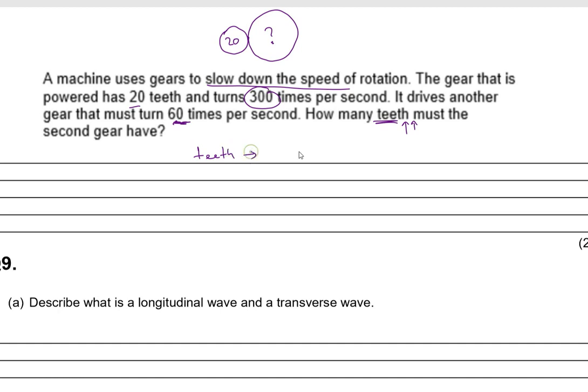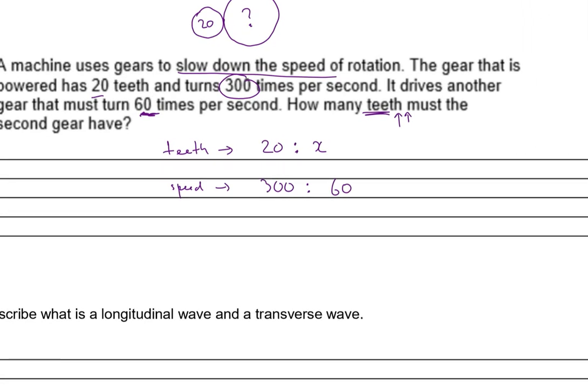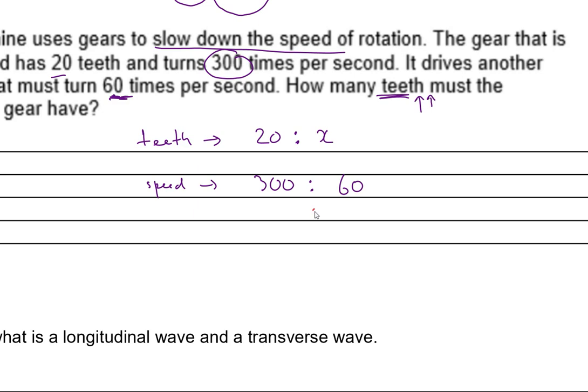So we got 20 and x. We don't know what x is. And what we have is the speed, the speed ratio or rotation ratio. So we know that the small one turns 300 times per second, and the big one turns this many times per second. So what we can do is the ratio with this one. So this is 1, therefore this is 5.